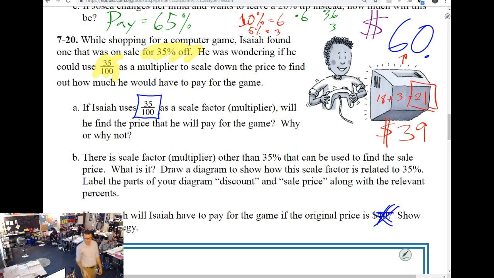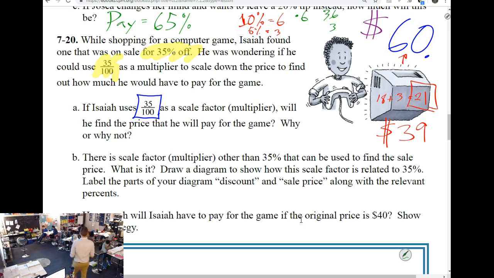Try that again if the game is $40. So now the 40 that I crossed out, try a different method than what you did last time is what I would encourage you to do. If you found the discount and then subtracted, try to go the other route. Find the 65%. If you found the 65%, go the other route. Find the discount and then subtract.